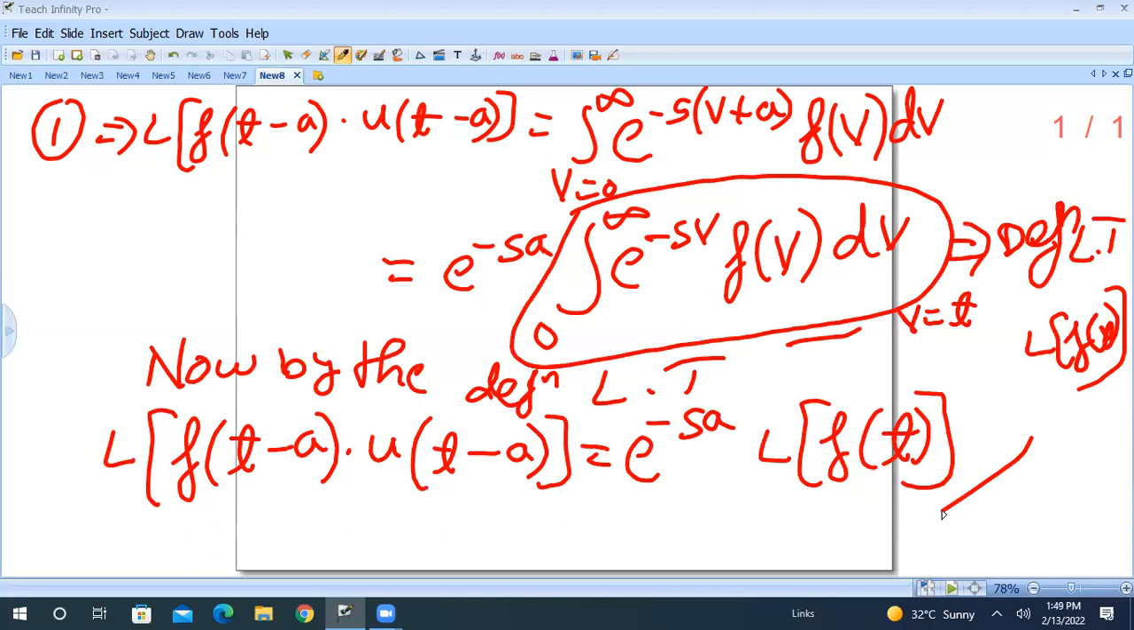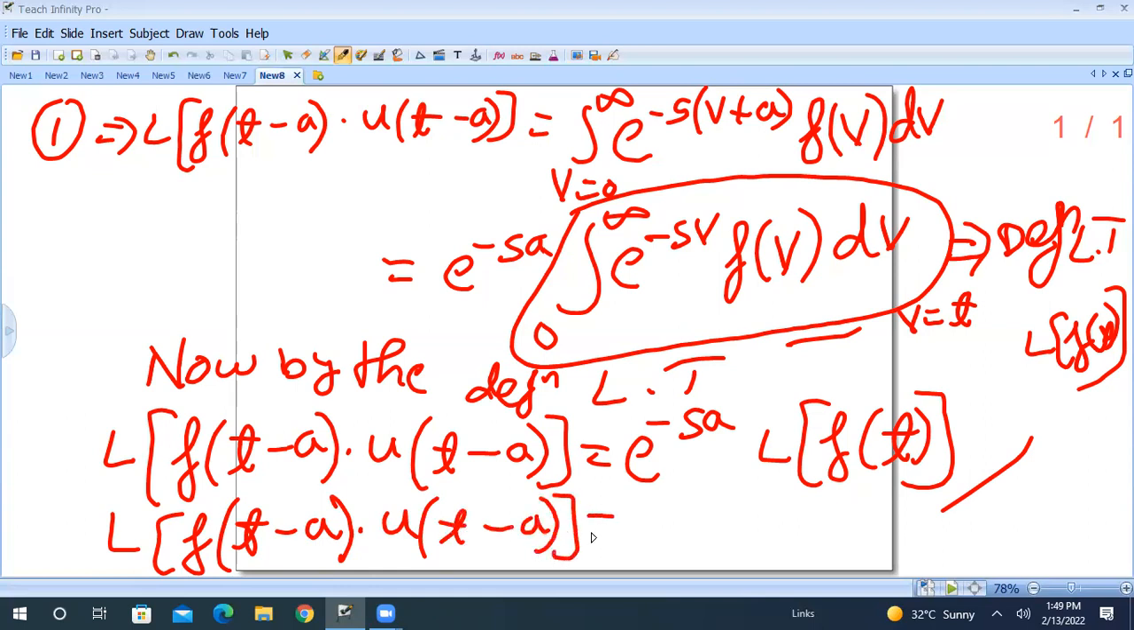Obviously, lastly we write L of f of t minus a into u of t minus a is equal to e to the power of minus s a times capital F of s. So this is how we prove the second shifting property. So any doubts, call and ask. Okay, thank you.